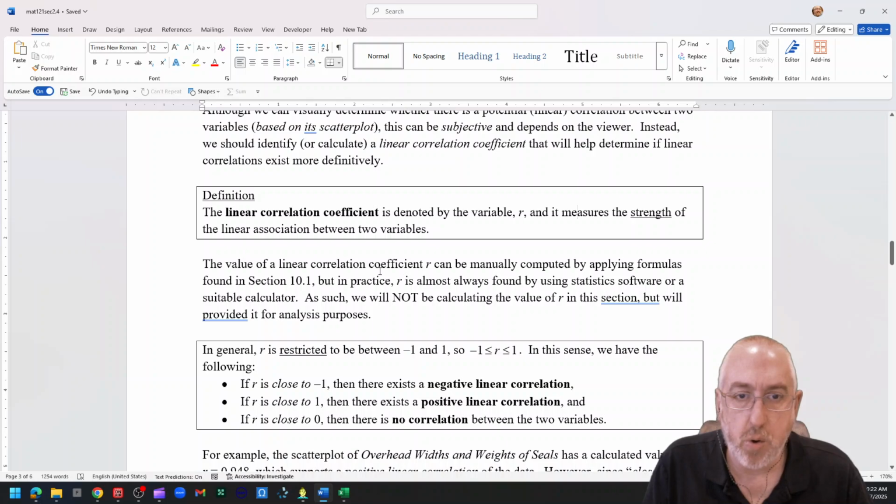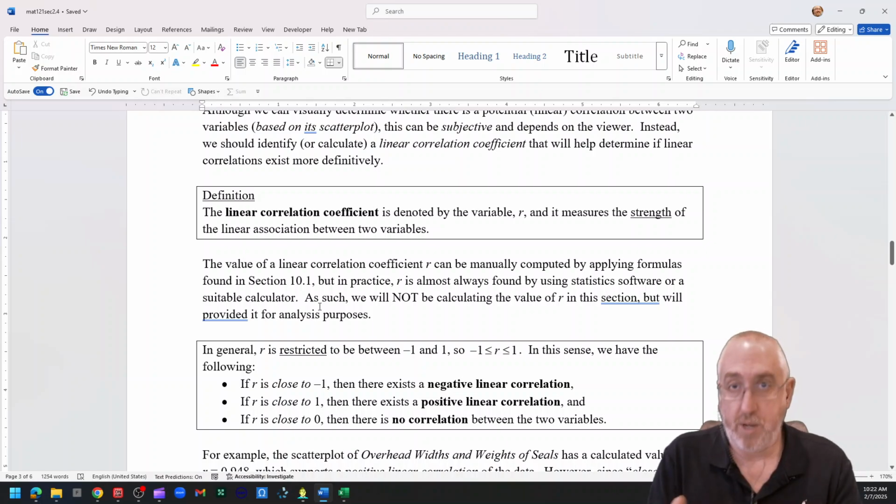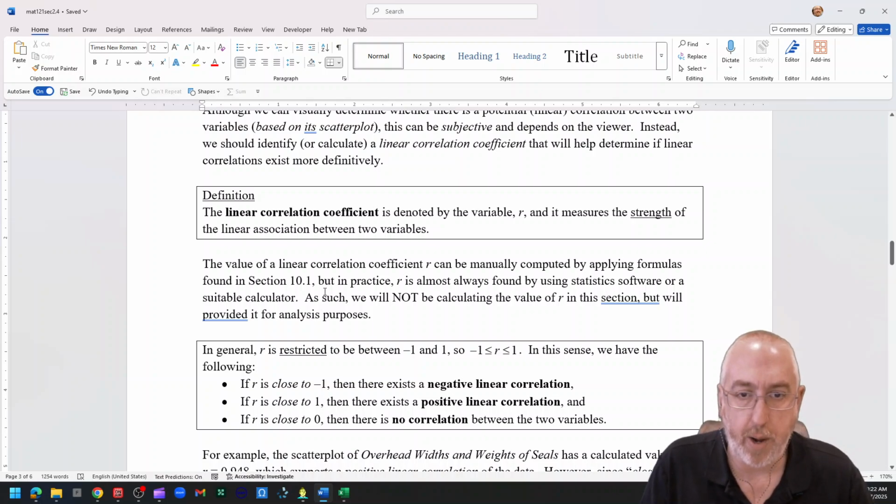The value of the linear correlation coefficient R can be manually computed by applying formulas found in 10.1, which is way farther in the book than we're ever going to get. But in practice, R is almost always found by using statistics software or a suitable calculator. As such, we will not be calculating the value of R in this section, but we'll be provided it for analysis purposes. So you don't have to worry about trying to find it or calculate it any particular way.